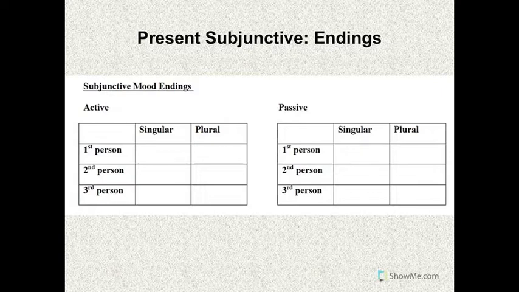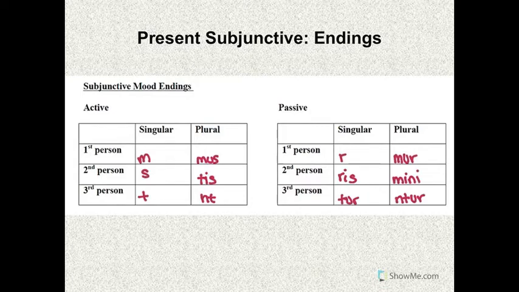We also need to discuss the present subjunctive endings for both the active and the passive. I'm going to go ahead and write them up, and let's see if you can identify any similarities or differences between the subjunctive endings and the indicative endings. Okay, here are your present subjunctive endings for the active and passive. Did it look similar or different to you? They should look essentially identical to your indicative endings with one exception, and that's your first person singular. We now have an M instead of an O. Otherwise, all of the endings are the same as they were for the indicative.